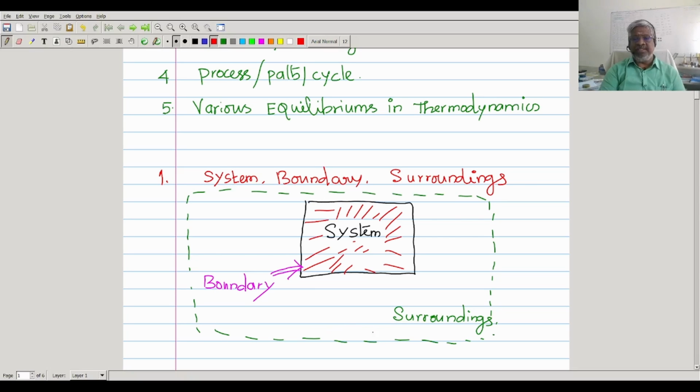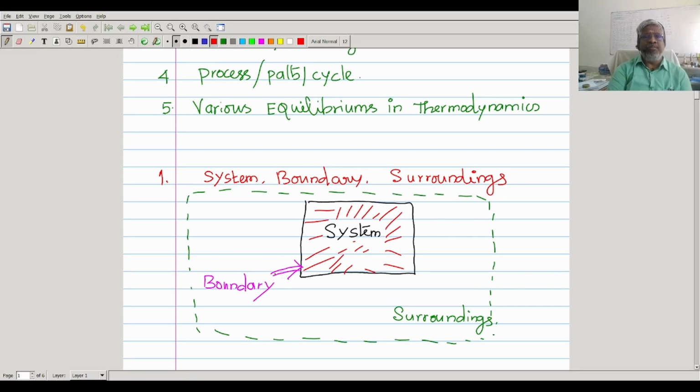And the last one is surroundings. In most of the books, they mention that everything other than the system is surroundings. To me, it's not like that. The surrounding is the volume up to which the presence of the system is felt. The presence of the system affects the surroundings to some extent, and that is what we call the surroundings. Other than those surroundings, that portion may not be affected by the presence of the system.